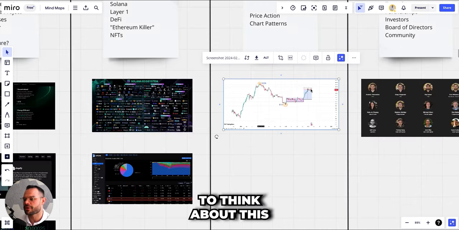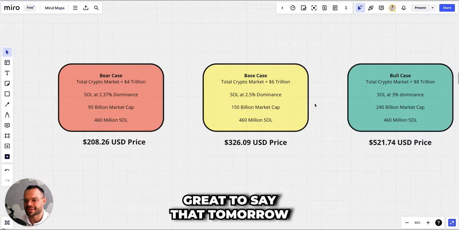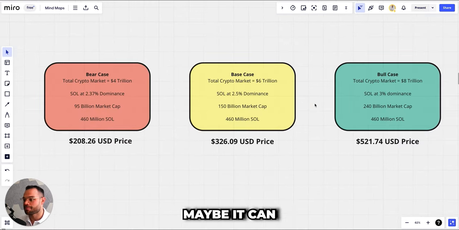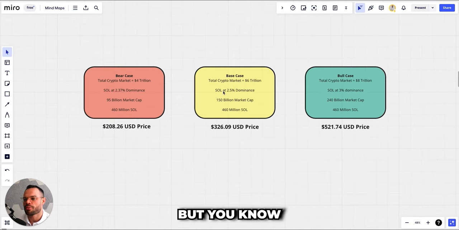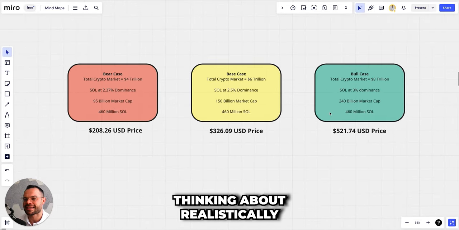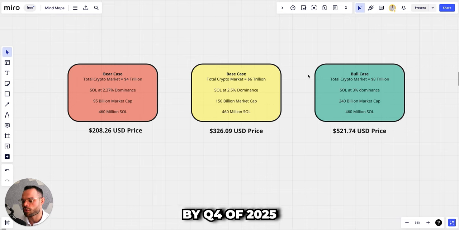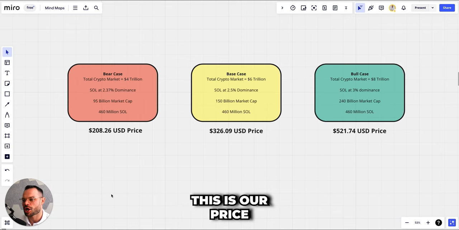We had to think about this when it came to making the price prediction, because of course it would be great to say that Solana could do a 10x from here, and maybe it can, but it has had 378% growth in the past 3 to 4 months alone. So still lots of room for growth, but thinking about realistically how much market cap Solana can capture by Q4 of 2025, this is our price prediction.